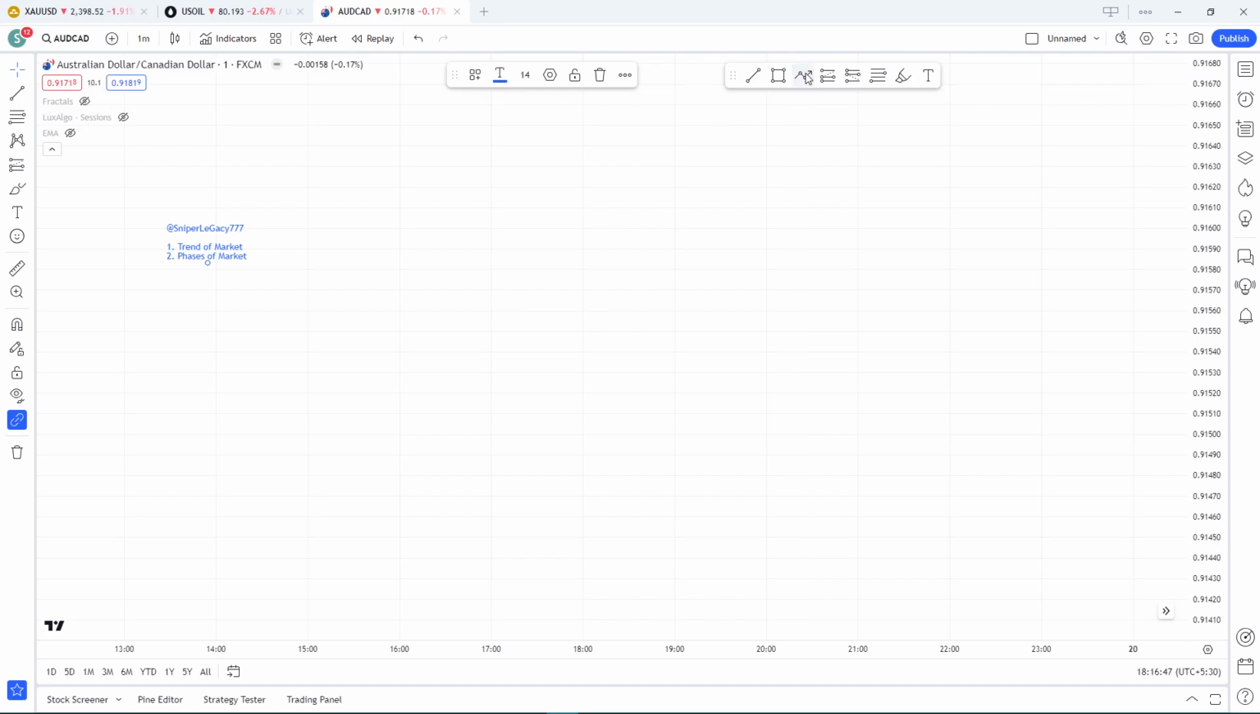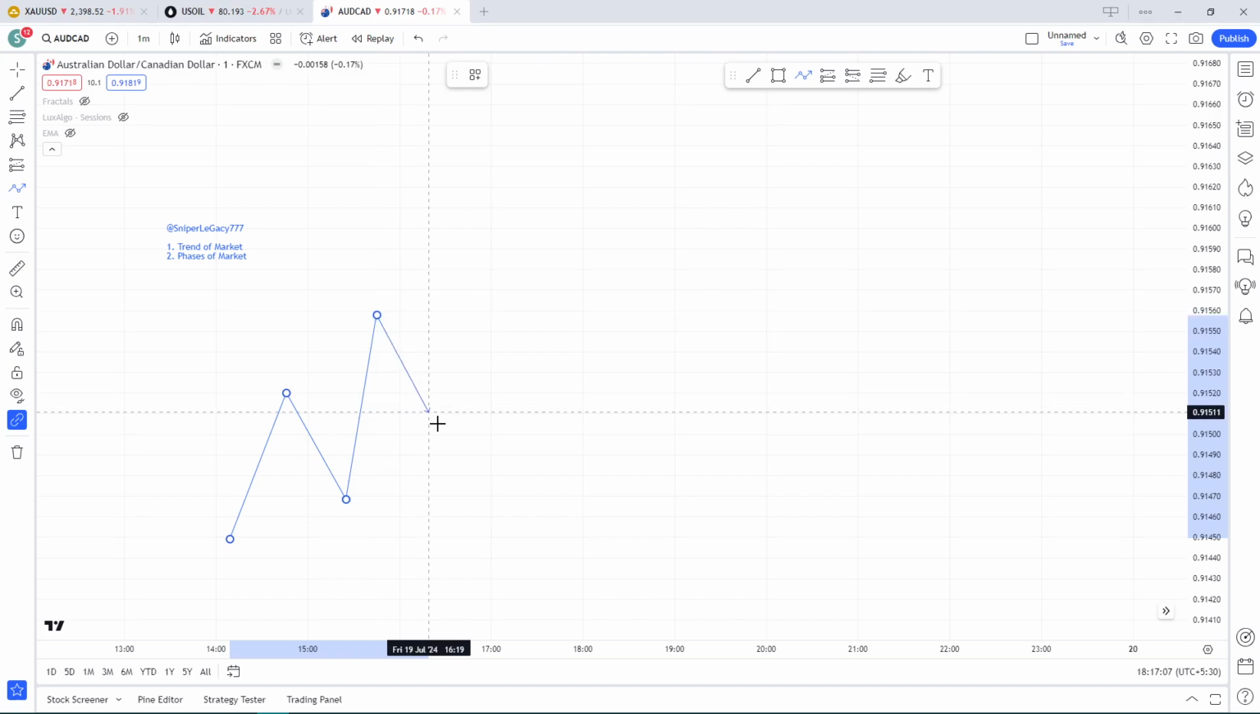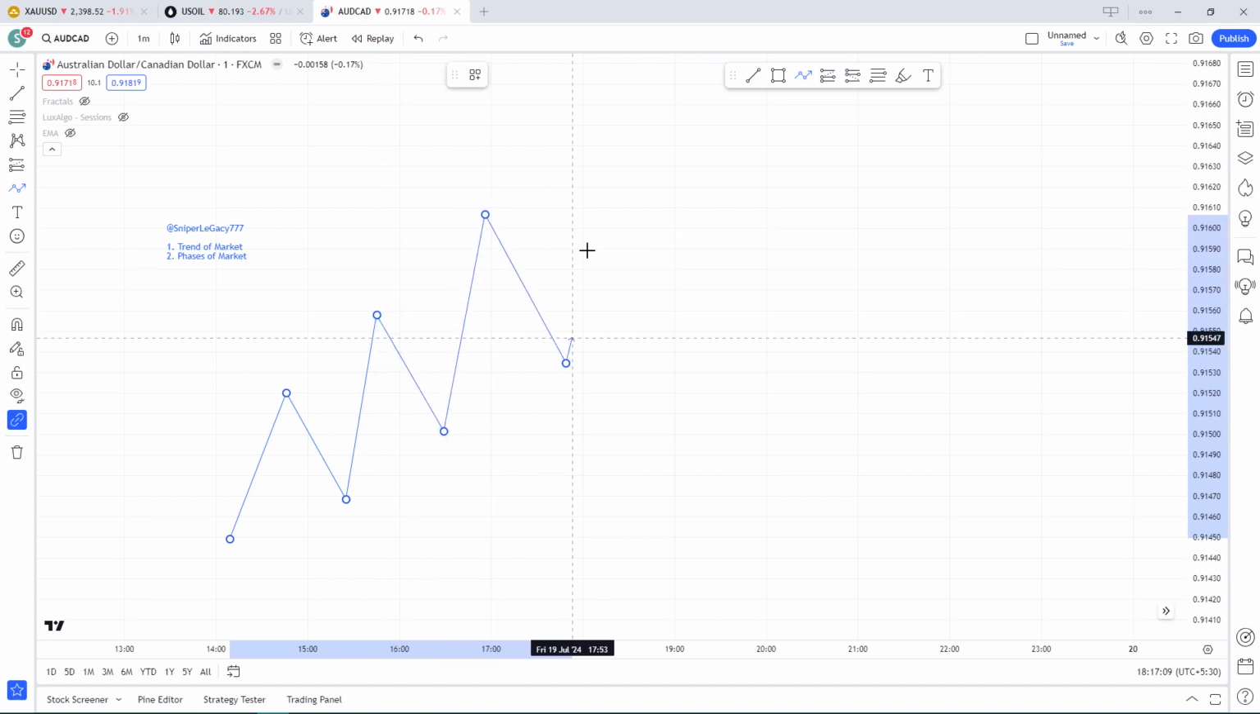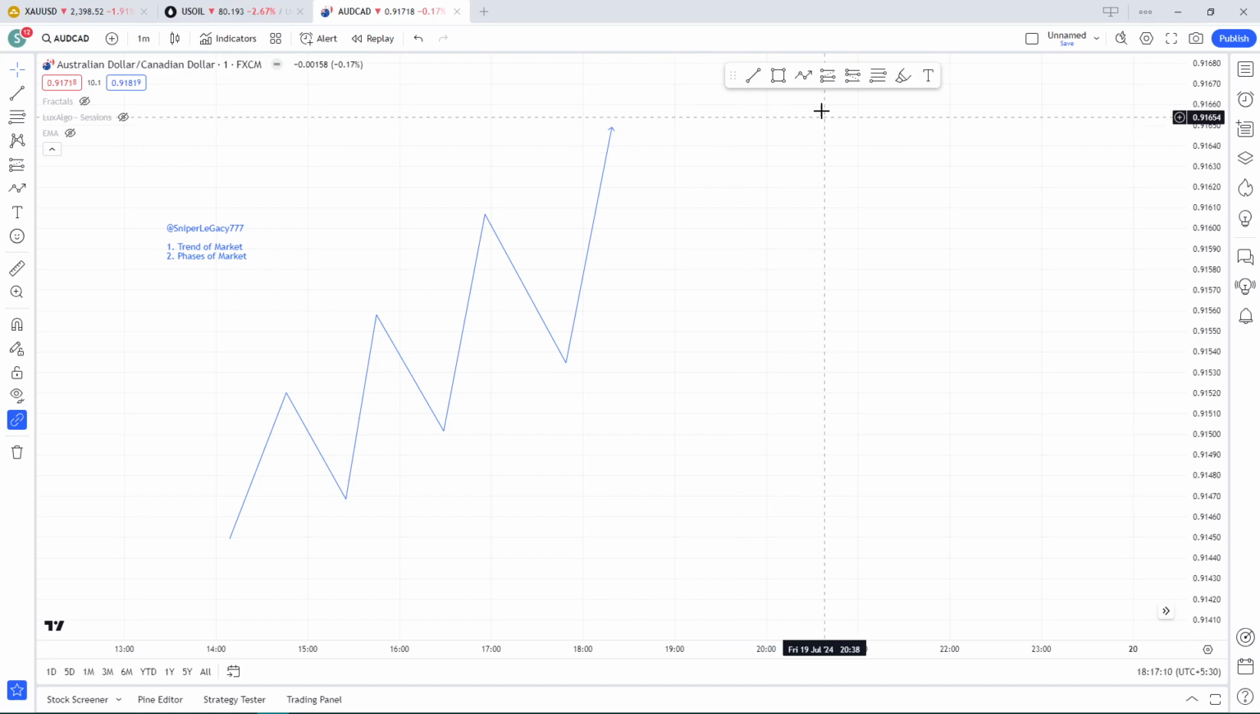Trend of the market. We have two trends, that is uptrend and downtrend. The uptrend is also called the bull phase and the downtrend is also called the bear phase. So what happens in the uptrend? I'm going to pictorially draw what an uptrend looks like. So this is what our uptrend will look like.